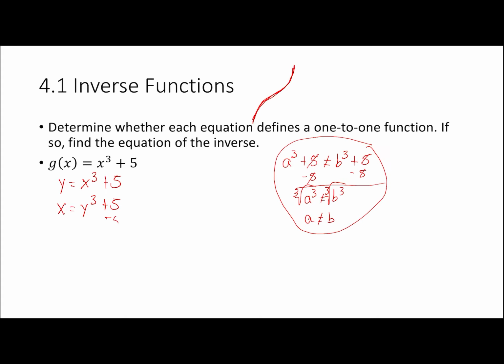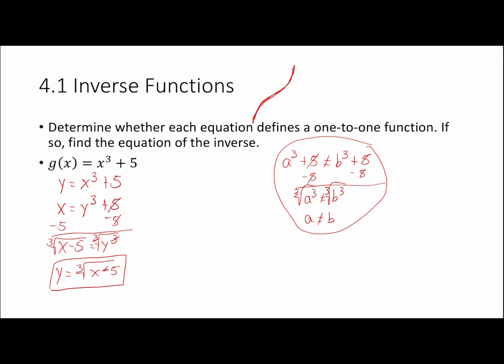And so again, we're going to subtract 5. And we're going to get x minus 5 equals y cubed. And to get the y by itself, we'll take the cube root. And we'll find out then that y equals the cube root of x minus 5. And so there is now our inverse. Again, just flipping x and y and showing that they are inverses.